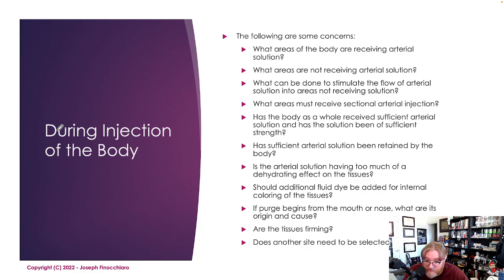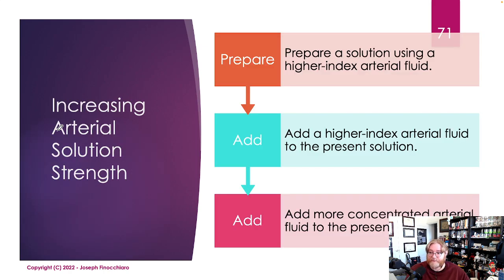Is the arterial solution having too much of a dehydrating effect on the tissues, which you may or may not know immediately? Should additional fluid dye be added for internal coloring of tissues? If purge begins from the nose or mouth, what are its origin and cause? Because that may be telling you that you have to change something. Are tissues actually firming? Are you using the right type of chemical to give you that firming? And does another site need to be selected for drainage?